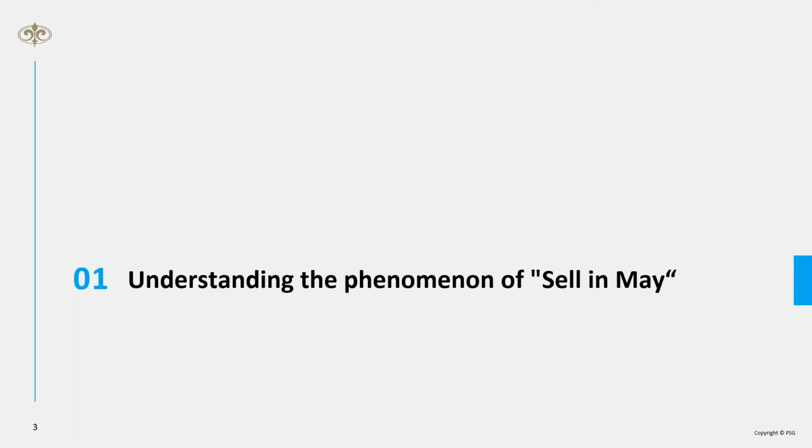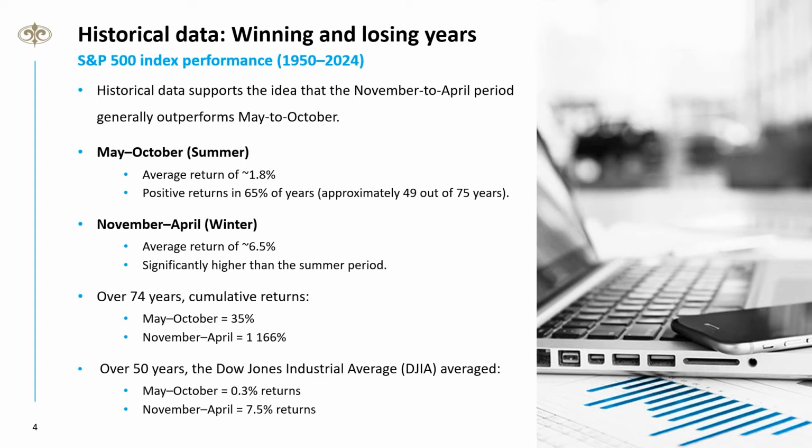First point is sell in May and go away. We're obviously near the end of May, and we'll see some charts just now of how the markets have performed. But as a quick introduction, some historical data. This is obviously for US markets, and specifically the S&P 500. It gives you a 74-year history of how it has been performing.